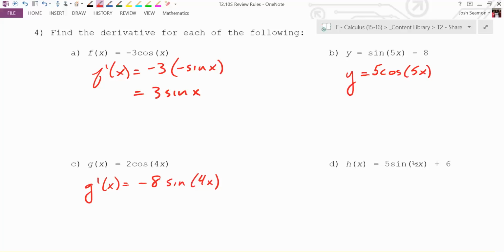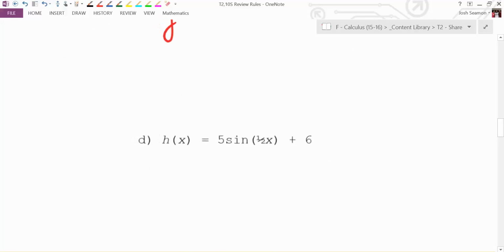But what's the derivative of cosine? Negative sine. So it's negative 8. Oh, okay. This is hard to see. It says a half right there.